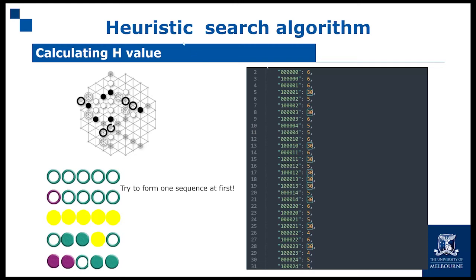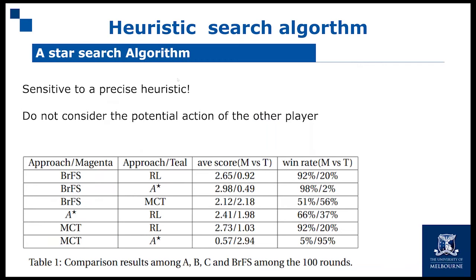for future use. The outcome shows that A star is relatively efficient compared to brute force search and Monte Carlo tree search, but there is little space to improve due to the limitation of time complexity, and we cannot consider the potential action of the other player.